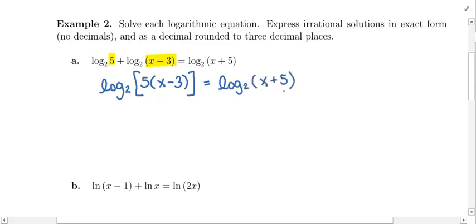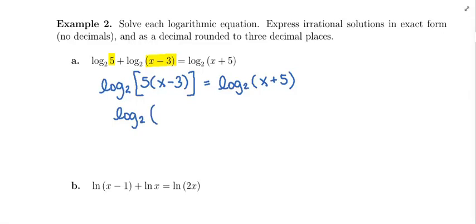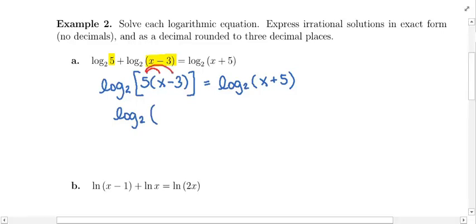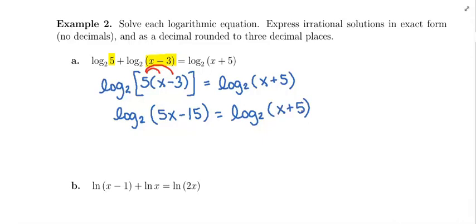Going forward, I'm going to look at the logarithm on the left side and simplify what we're taking the logarithm of. This is going to be log base 2 of, I need to distribute the 5, so 5x minus 15. That's the logarithm on the left. That's got to equal, again, no changes to the log on the right side. Now look at what we have. On the left side, we have log base 2 of (5x minus 15). On the right side, we have log base 2 of (x plus 5).